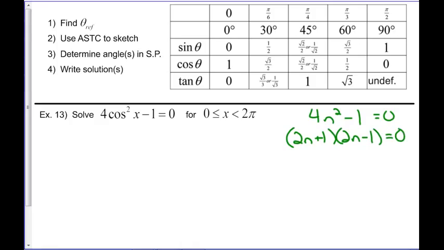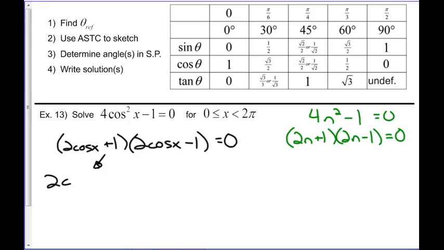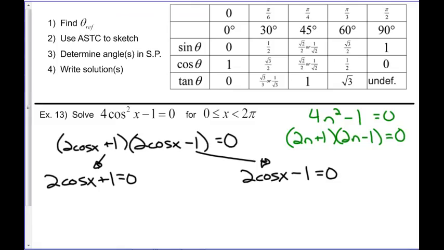So if that's true for the n's, then if we do it with cosine, here's what we'll get. 2 cos x plus 1 and 2 cos x minus 1 equals 0. Each of those gives us a little elementary equation. So either 2 cos x plus 1 equals 0, or 2 cos x minus 1 equals 0. And there is an alternate approach you could do here from the get-go, and we'll look at that in a minute. But first, let's just solve these elementary equations.